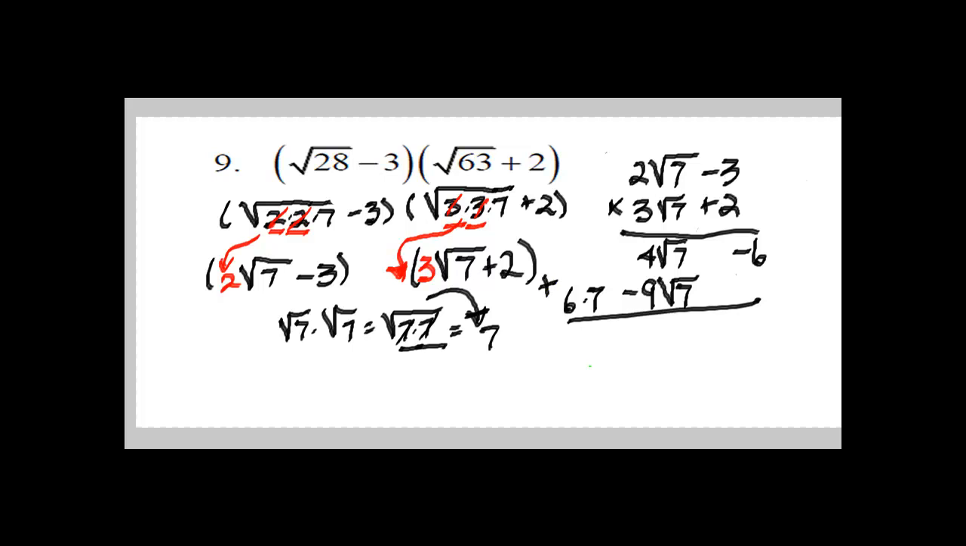Now we're going to add our columns together. 6 times 7, well, we know that is 42. So this is really 42 minus 4 minus 9 is a negative 5. So that's 5 square roots of 7. And then I have the negative 6. So now let's take 42, subtract 6 from it. I get 36. And then what's left over is a minus 5 square roots of 7. Okay, so that's your answer for number 9.